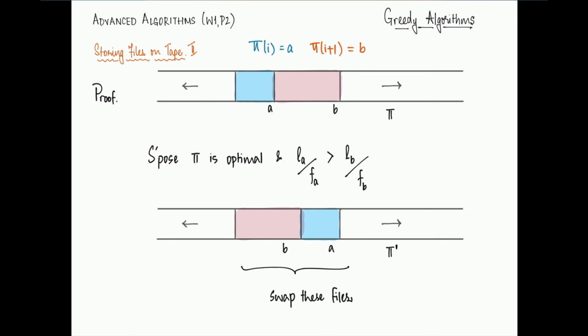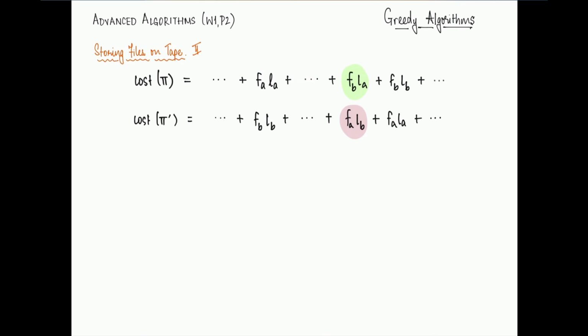So this is what our new ordering looks like, and the way we are going to derive our final contradiction is to say that this new ordering that we have constructed based on pi actually has a cost which is smaller than the cost of pi. And that will contradict our assumption that pi is an optimal ordering. So let's go ahead and analyze the cost of the new and the old orderings.